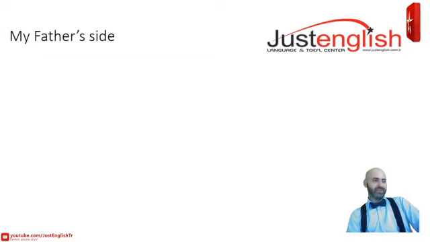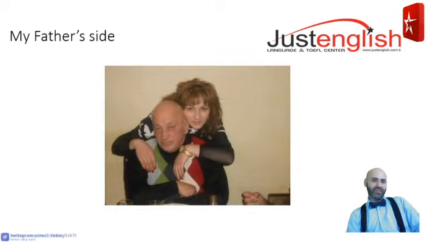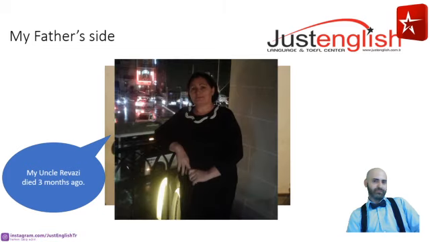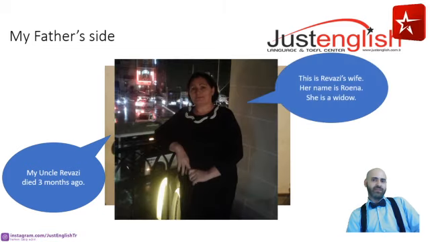Now, let me explain you the relatives from my father's side. From my father's side, I had an uncle. His name was Revazi, but he died 3 months ago. This is Revazi's wife. Her name is Roena, and because her husband died, she is a widow. So if woman's husband dies, we say a widow about a woman, okay?